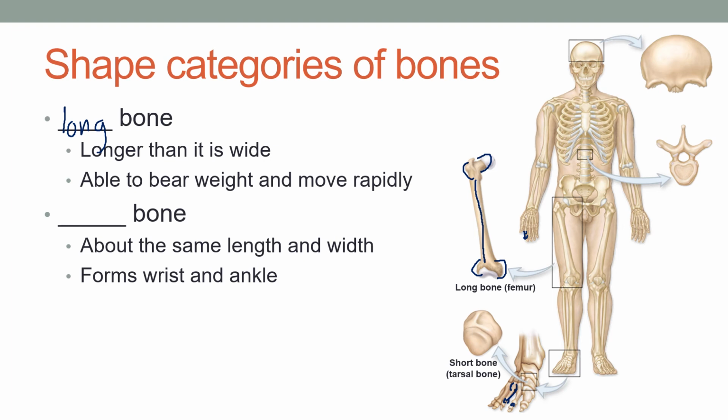You might consider that the opposite of a long bone would be a short bone. These are bones that are about the same length and width. So if we look at the tarsal bone here, it's roughly a square of about the same length and width. These bones are found all over your wrist and all over your ankle. And those are the only places in the body where you have short bones.